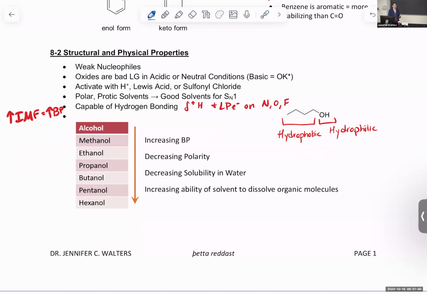Cool. Do we remember all that Gen Chem stuff? Are there any questions about it? Cool.